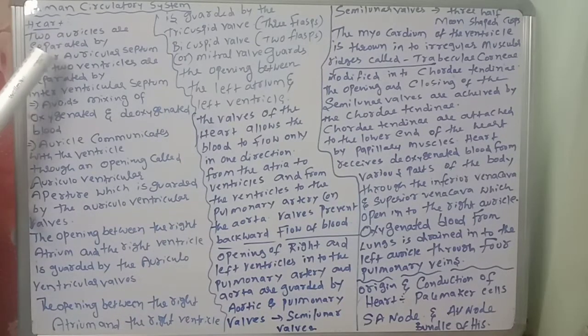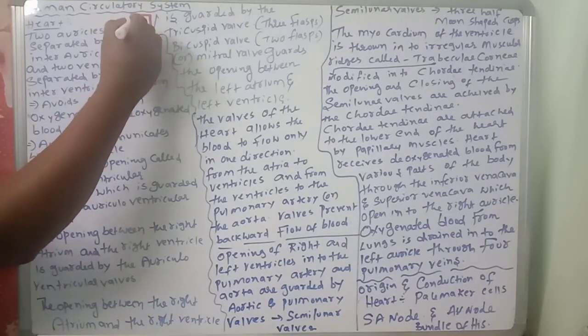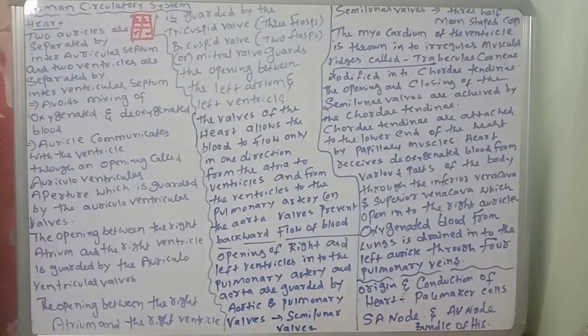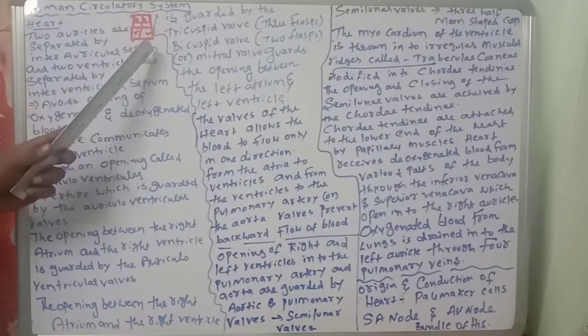Two auricles are separated by which one? What are the first two chambers? Two auricles, right? Like this is a heart. The first ones are the right and left auricles, then the ventricles. So: right auricle, left auricle, right ventricle, left ventricle. The two auricles are separated by the interauricular septum. What do you call the interauricular septum?